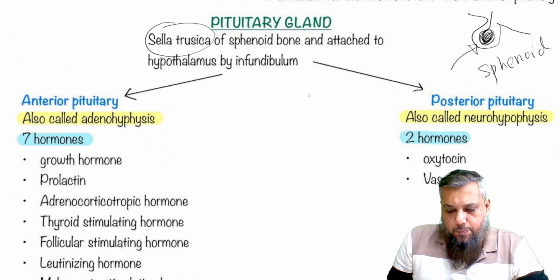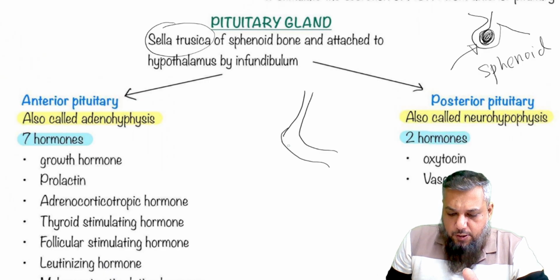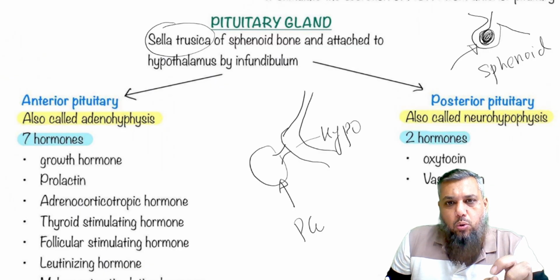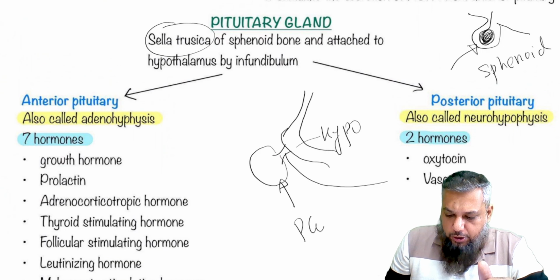So you have the hypothalamus, and the pituitary gland is just below the hypothalamus. So this is the hypothalamus. This is the pituitary gland, which is present just below the hypothalamus, connected to the hypothalamus by a stalk, which is called the infundibulum.